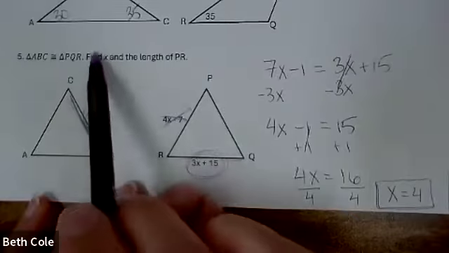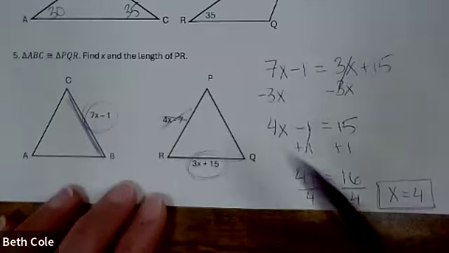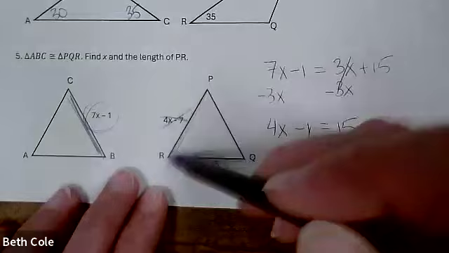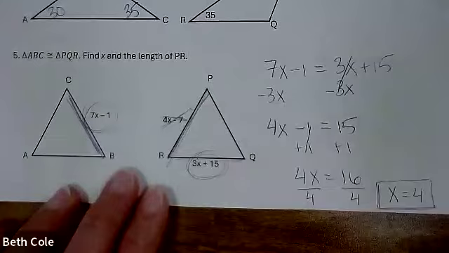So we found x, but we're not finished. Make sure you read the directions. We also have to find the length of PR. Oh, you know what? I scratched that out a little prematurely. I actually do need that 4x minus 7 to find PR. How would I get P? Pretend I didn't scratch it out. Whoops, shouldn't have done that.